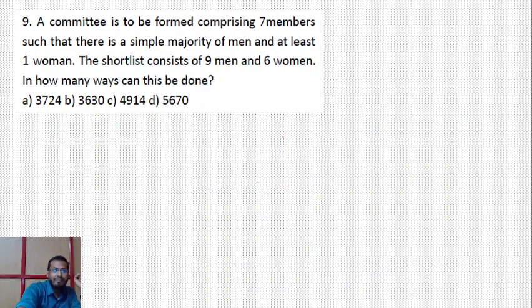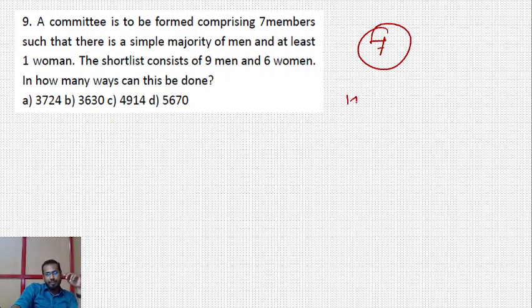Right. Next one. A committee is to be formed comprising 7 members. I need a 7-member committee. In this, the majority should be men and at least one woman should be selected.